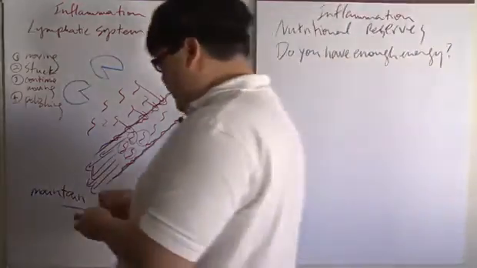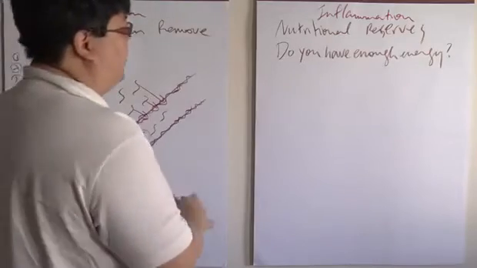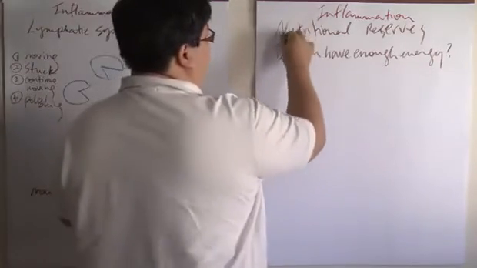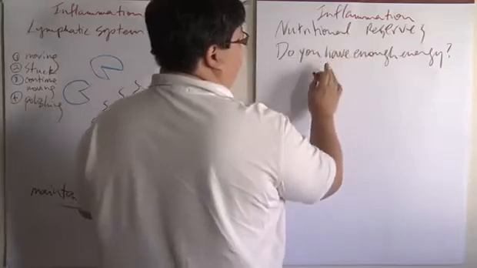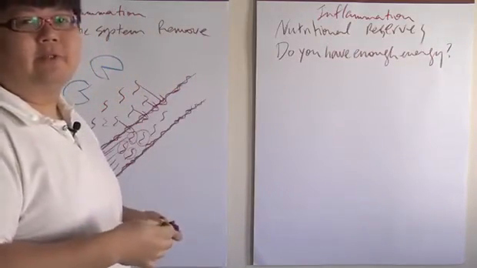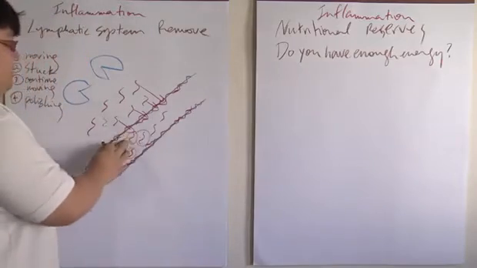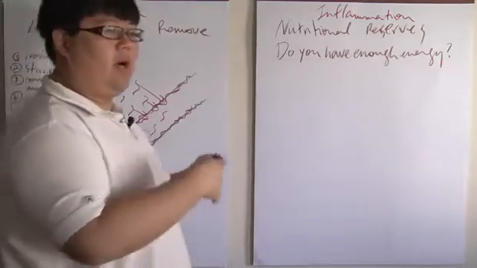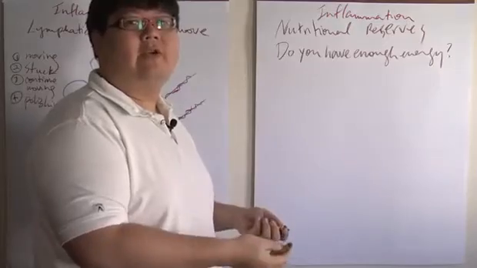Okay. This is very important because what you're looking at is somebody who's in the nutritional area. Do they even have enough of what it takes to remove inflammation? Okay. We cleared out the lymph system. Now we have to say, well, now we're going to start removing it. Do you have enough energy?